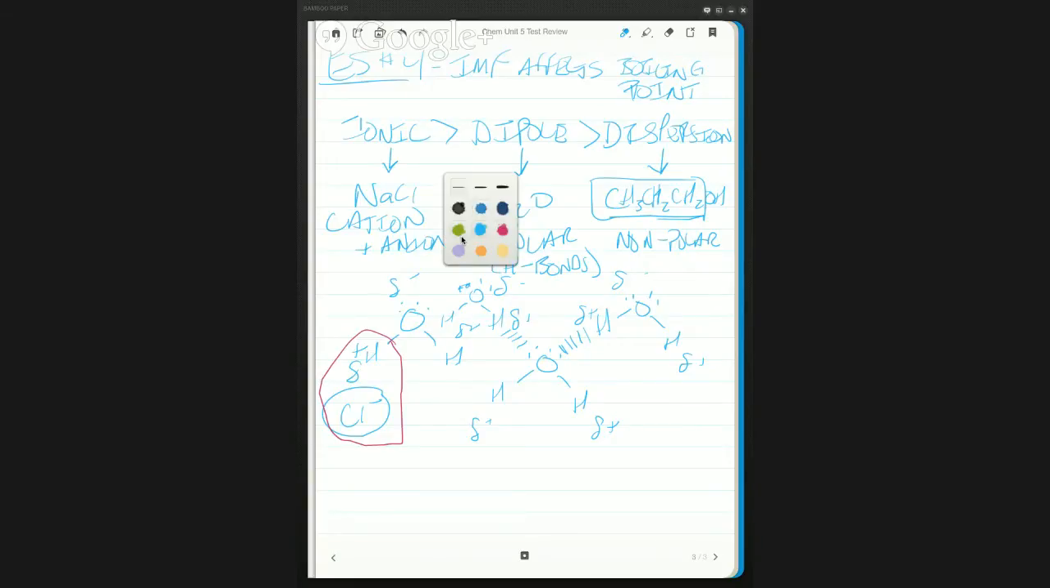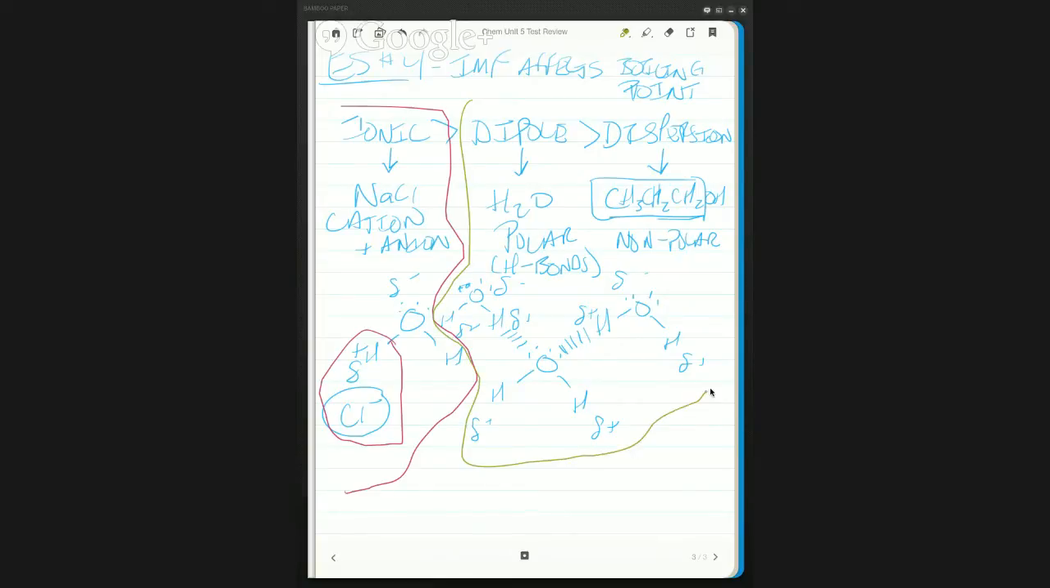Let's make ionic, since I've already used red. This is ionic. And then we're gonna make dipole green. And that's what's happening there. So that's pretty strong. And now we're gonna make dispersion our purple, and we're gonna go on to the next page with that one.